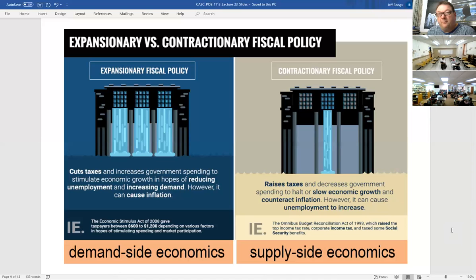But the common factor in both of these things is that it's the government that leads the way. Either cutting taxes, increasing government spending, or decreasing government spending. And you can see on the supply side, raising taxes, that would not be on the businesses, but that would be more on the middle Americans like you and I. And again, it's not a long-term thing. It's something to basically counteract inflation. It can cause unemployment to increase.